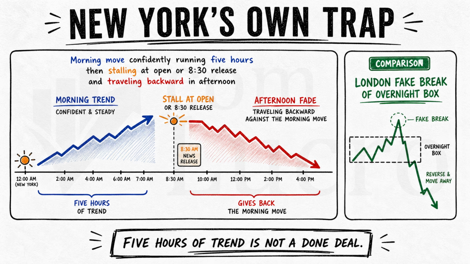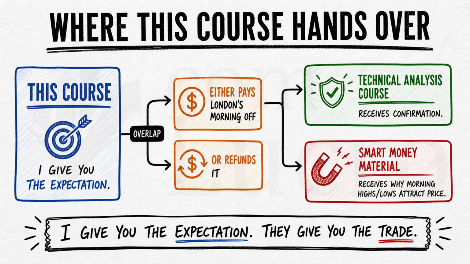There, the fake was the first break of the overnight box. Here, the fake is assuming the morning's direction is a done deal just because it's been running for 5 hours. Half the job of this session on any given day is deciding whether to pay London's morning off or to refund it. Expect both, and let the chart tell you which one you're in. How you actually confirm that is technical analysis course business, and the smart money material digs into why those morning highs and lows attract price in the first place.